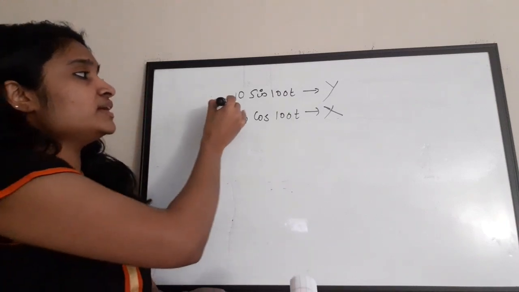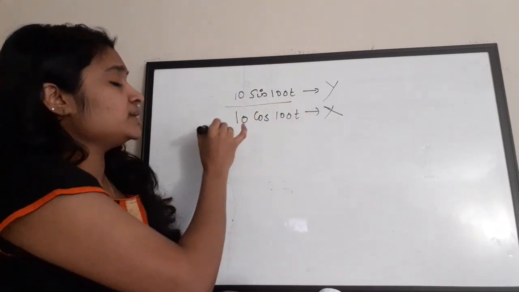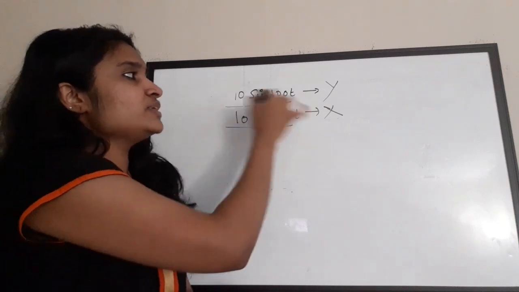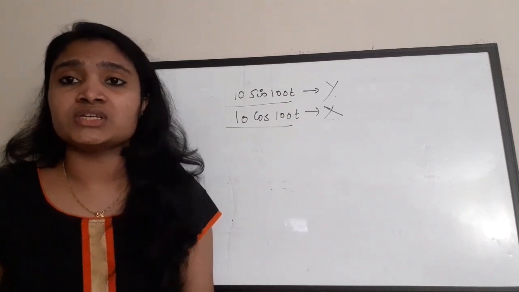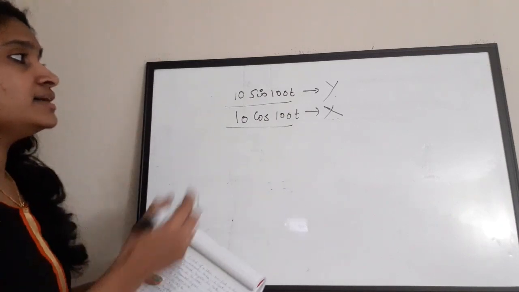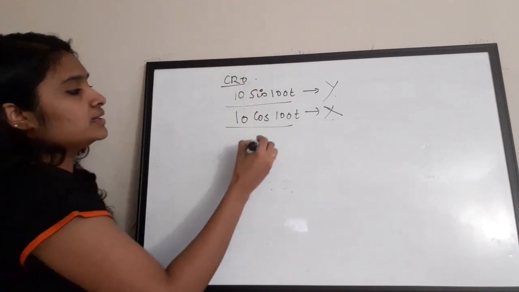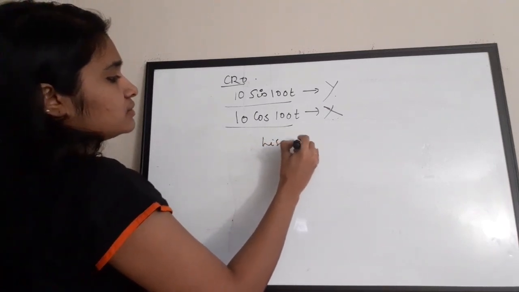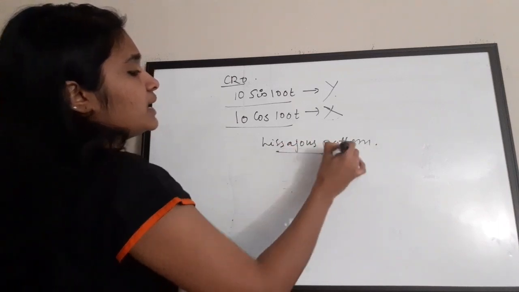So we are going to feed a sine wave of this amplitude and a cos wave of this value. The sine wave is fed to Y and the cos wave is fed to the X channel. The gain of X channel and Y channel is same. So what is the output shown on the screen in a CRO? The question is this. The output obtained here is called the Lissajous pattern.